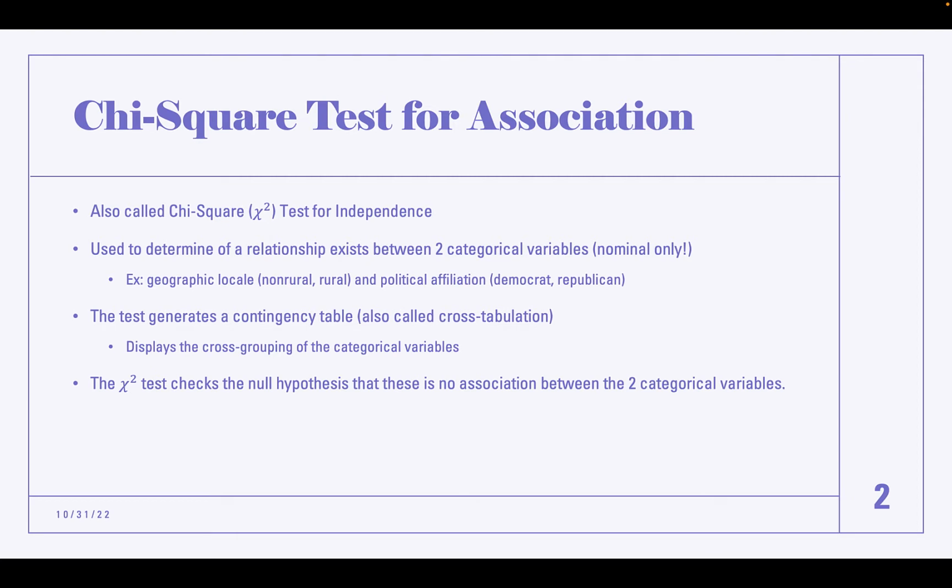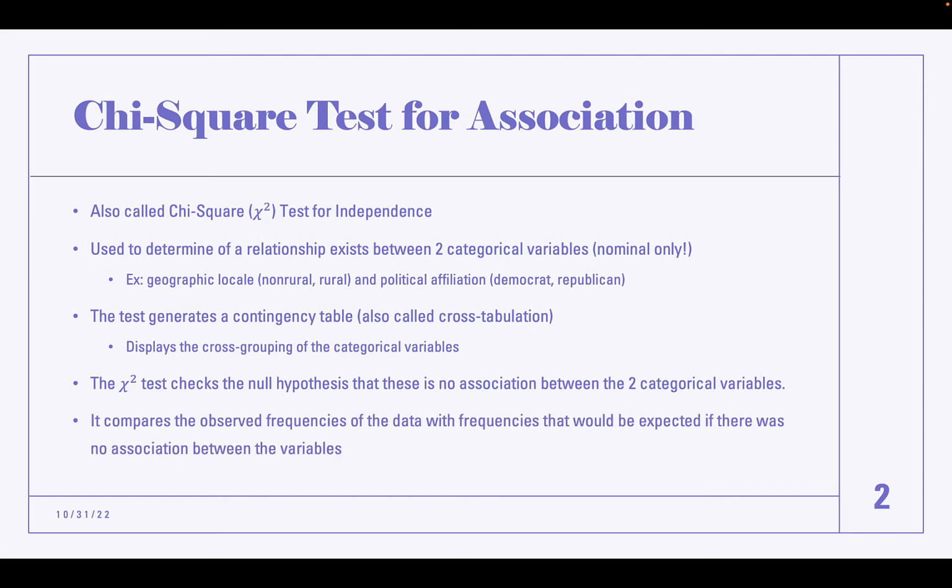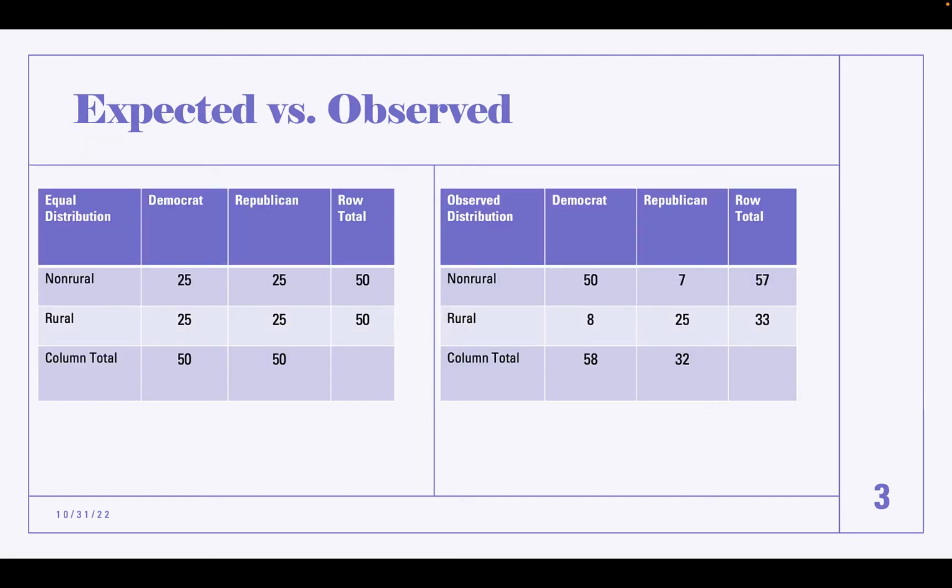The chi-square test checks the null hypothesis that there is no association between the two categorical variables. And how does it do this? It compares the observed frequencies of the data in the contingency table or cross-tabulation with what would be expected if there was no association between the variables. All right, so how do we get there? What is expected versus observed?